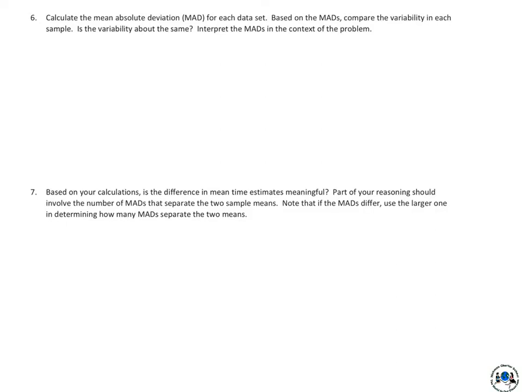We're going to calculate the mean absolute deviation for each data set. Then based on those MADs, we're going to compare the variability in each sample. Questions we're going to ask ourselves are, is the variability about the same? And then we're going to interpret the MADs in the context of the problem.